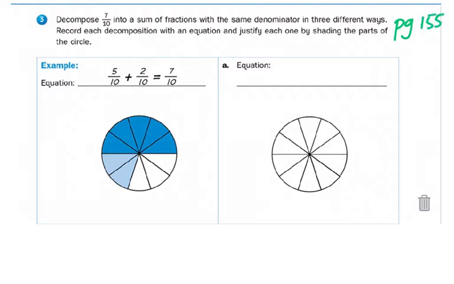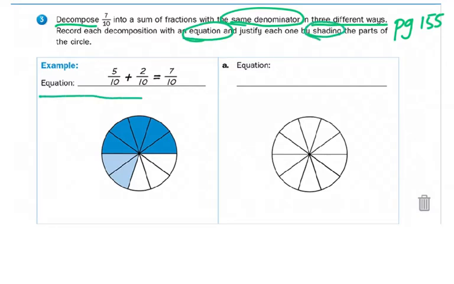Moving down on the page, I'll go to my next page, but we're still on page 155 in your journal. It says decompose 7/10 into a sum of fractions with the same denominator in 3 different ways. Record each decomposition with an equation and justify each one by shading in the parts of the circle. So it's asking me to write an equation and shade.